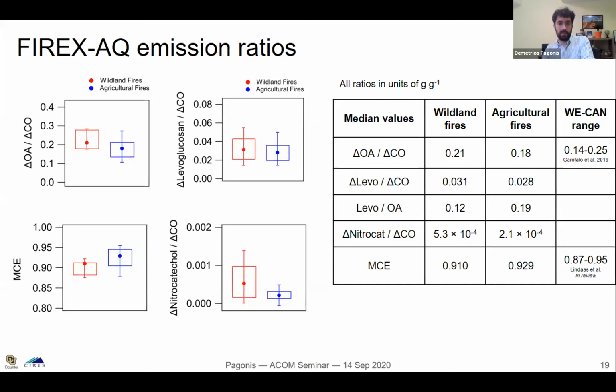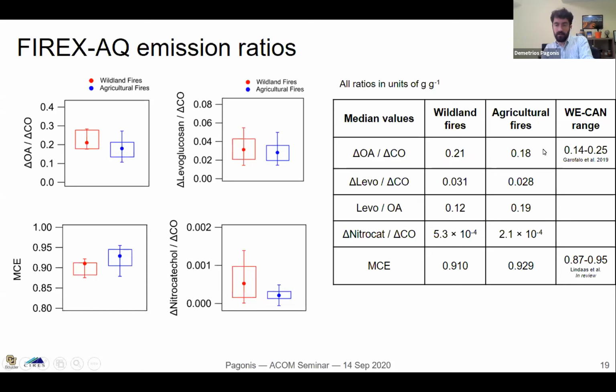Okay, if we go ahead and just produce campaign-wide summaries for these three values, I'm also showing the campaign summary of MCE that was calculated by Hannah Halliday. We see the same trends that I was describing in the previous slides, which is higher OA to CO ratio in the wildland fires, higher nitrocatechol ratio in the wildland fires, and similar results in the agricultural fires. And as has been seen before, lower MCE for wildland burns.